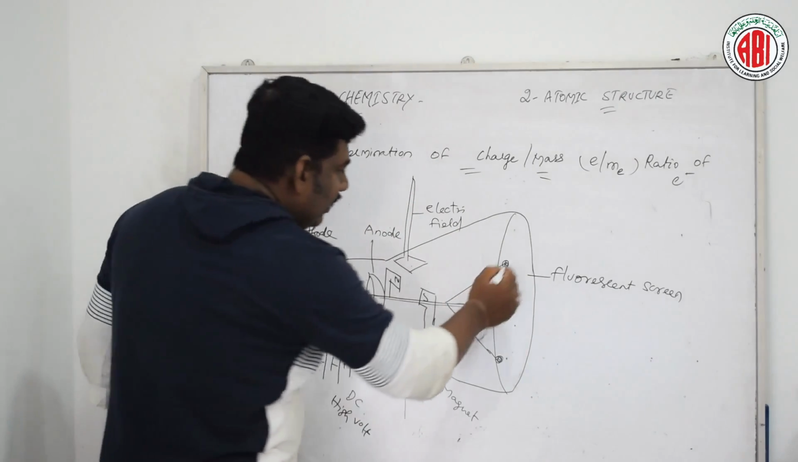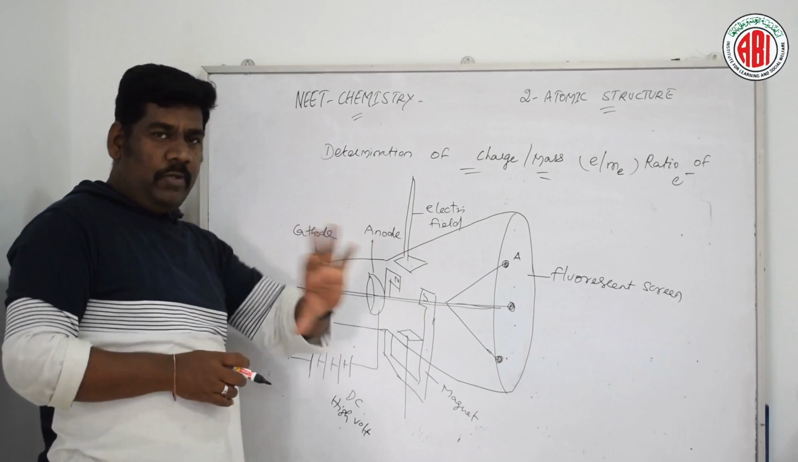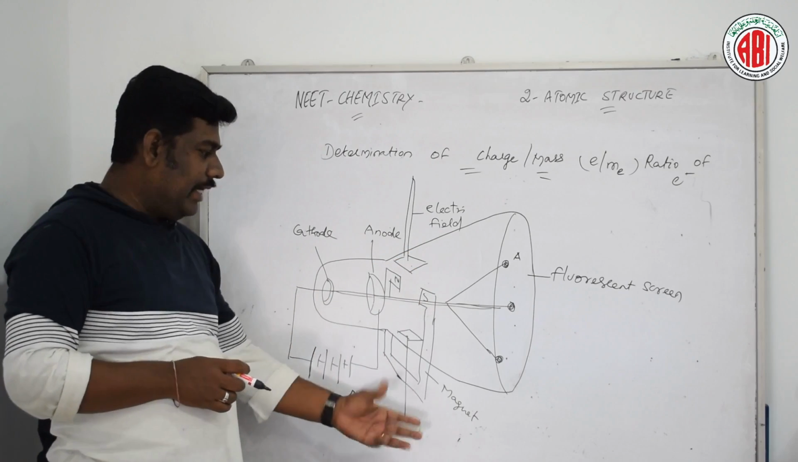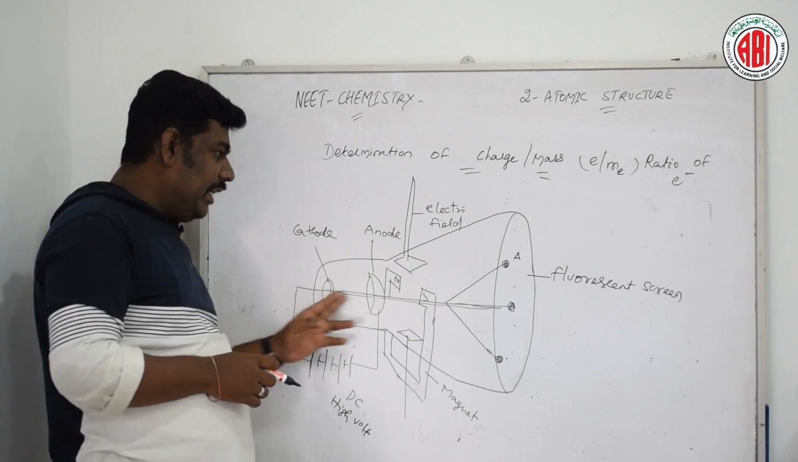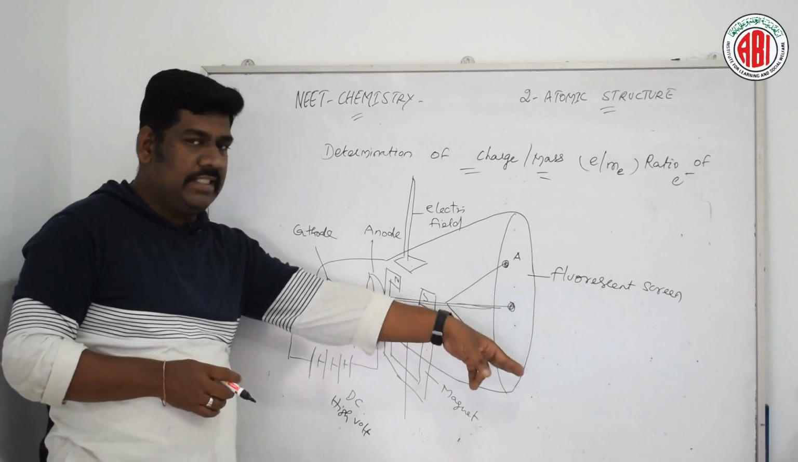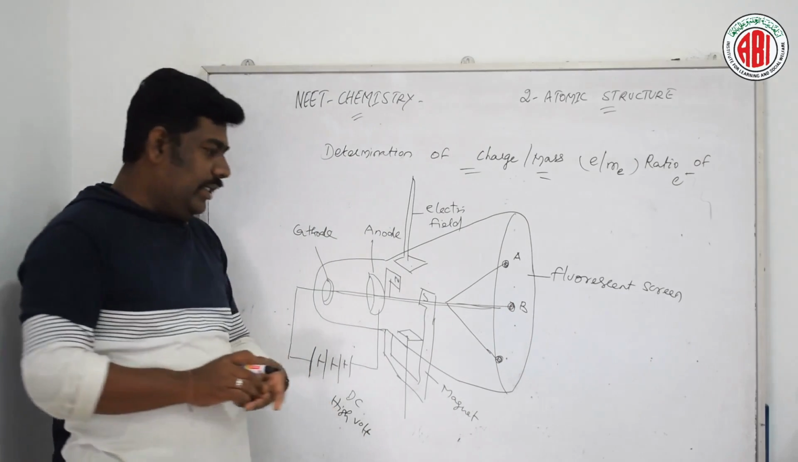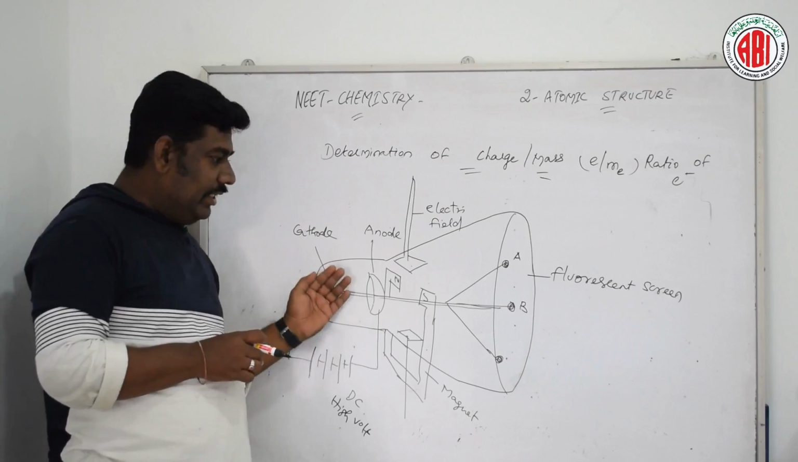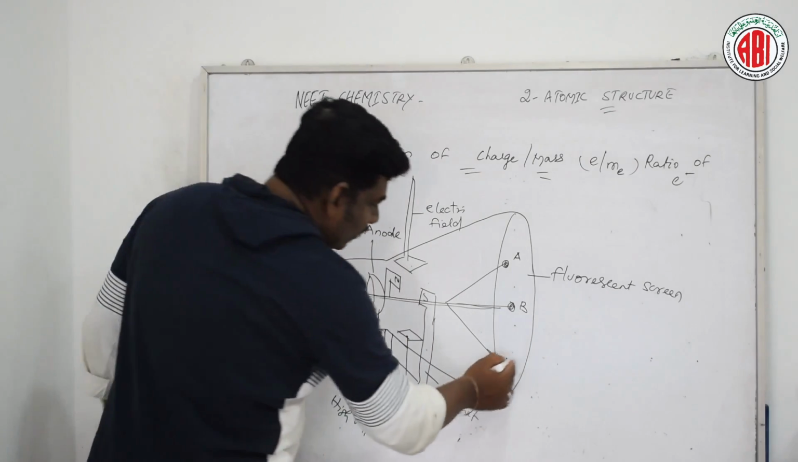This is considered to be spot A. If no field is applied, neither electric nor magnetic, the cathode rays fall directly on the fluorescent screen, that is spot B. Similarly, if you remove the electric field and place a magnetic field, the rays deflect towards the magnetic field. That is spot C.